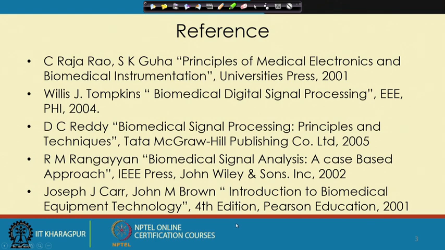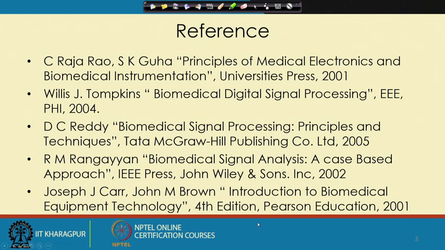Next, there are three books: Biomedical Digital Signal Processing, Biomedical Signal Processing, and the third one, Biomedical Signal Analysis: A Case Based Approach. All these three books are directly on this topic, biomedical signal processing, and I think each one of them can be taken as a text for this subject.